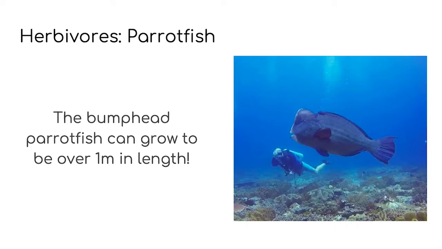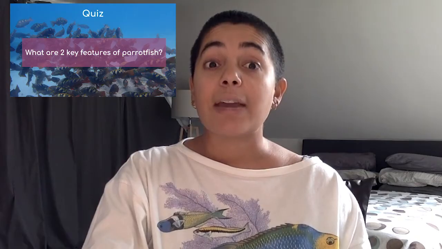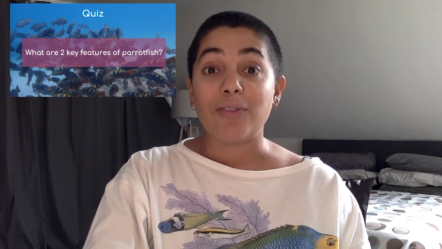Finally, the biggest parrotfish species is called the bumphead parrotfish, which can grow over 1 metre in length. They have a large bump on the front of their head, which is flat. It looks as though they've been bumping into walls. They're often seen in schools on the edge of coral reefs. Can you think, what are 2 key features of a parrotfish? Just think about a parrot and you won't be far off.